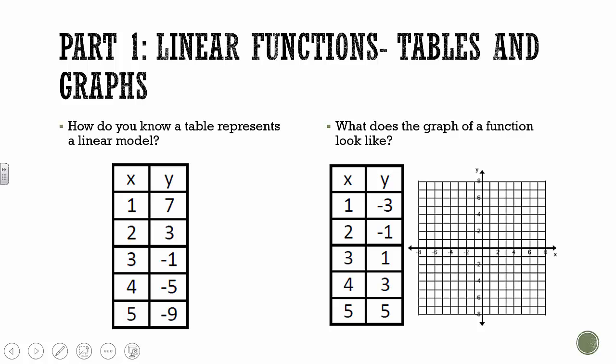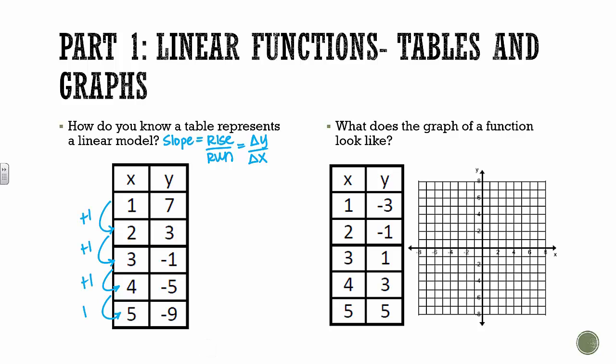So how do you know a table represents a linear model? Well, remember, in a linear model, we have a slope, and that slope is rise over run. Rise is our change in the y values, and run is the change in the x values. So let's take a look. The change in my x values in this table goes up by 1 every single time. So that's my change in x.